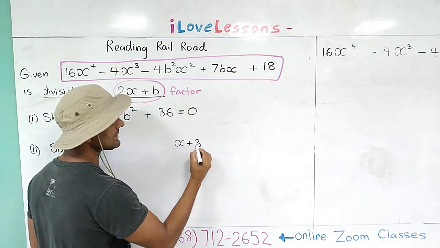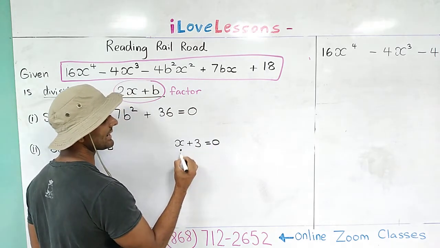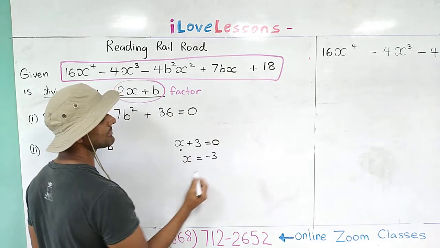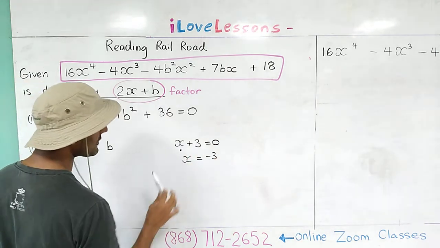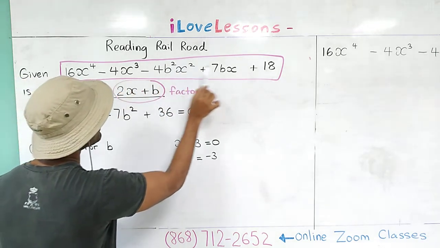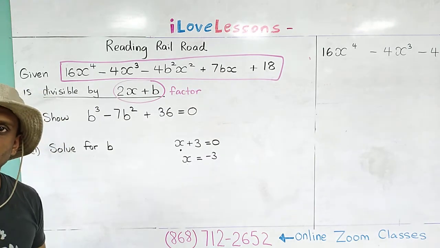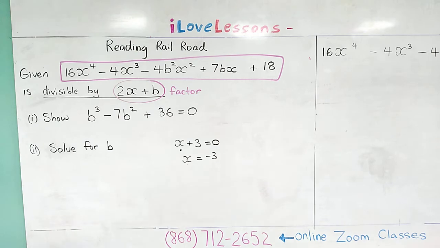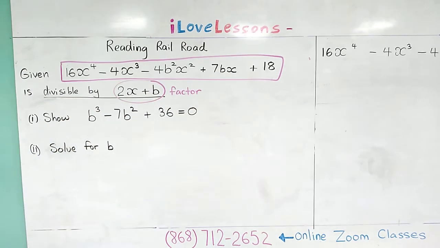Whenever the examiner tells you something is a factor, just put it equal to 0 and solve for x. If I solve for x, I throw across positive 3 to get minus 3. That means if this is truly a factor, when I replace all the x's with minus 3 and I simplify it, I would get 0. Now, the examiner isn't telling us this is a factor. He's telling us this is a factor.